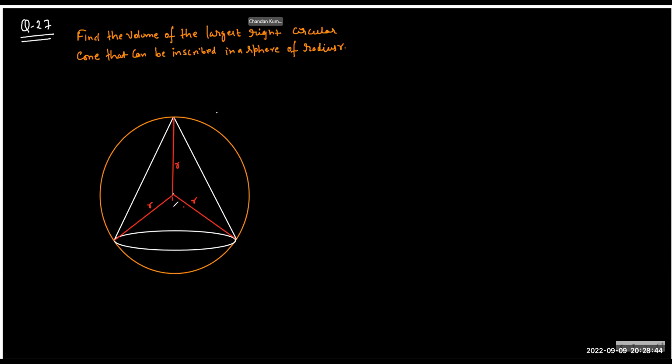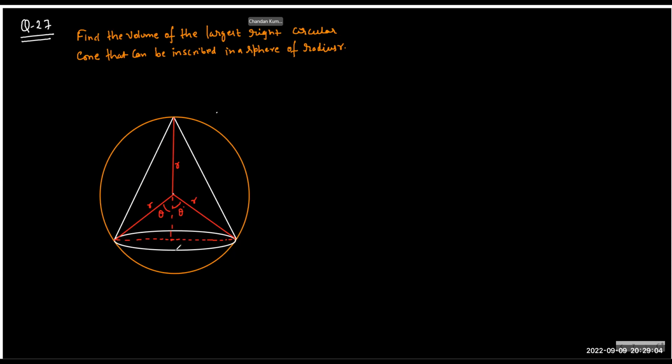So we know that if I choose a proper angle, we will be able to express the entire thing. So if I take this angle as theta, this will also be theta.